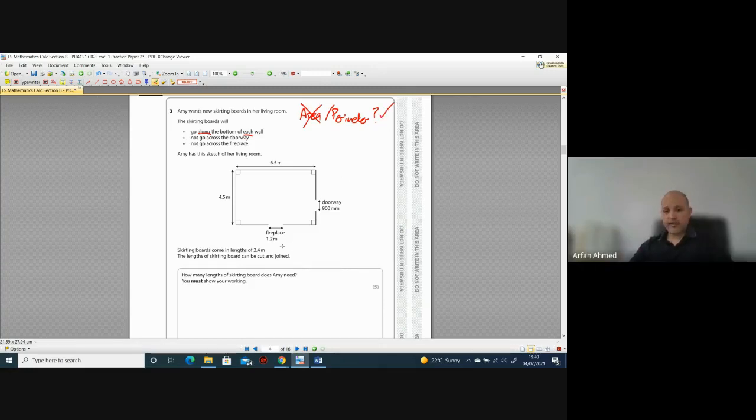And how do we do perimeter? Well, you just add up all the sides. I wouldn't use a formula for that. Just add up all the sides. But we're not adding everything, are we? We're not including this, and we're not including this.